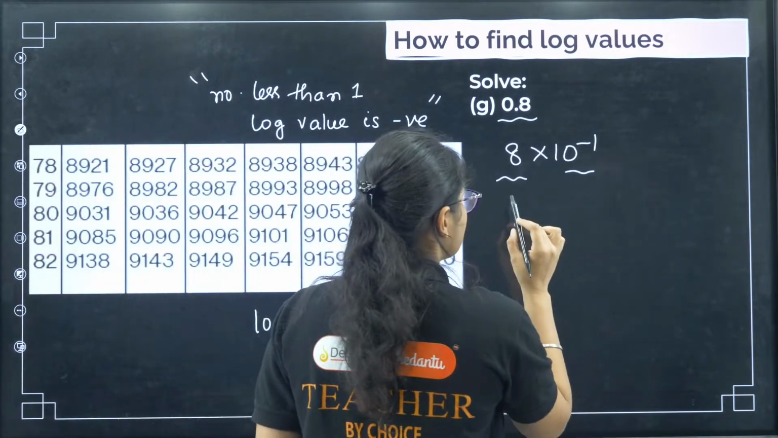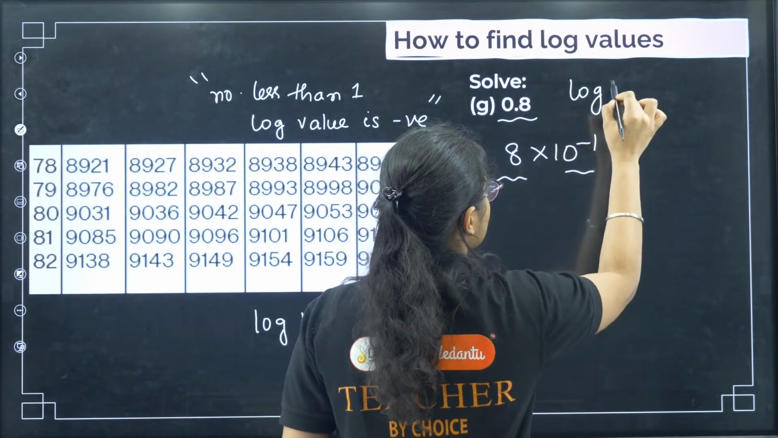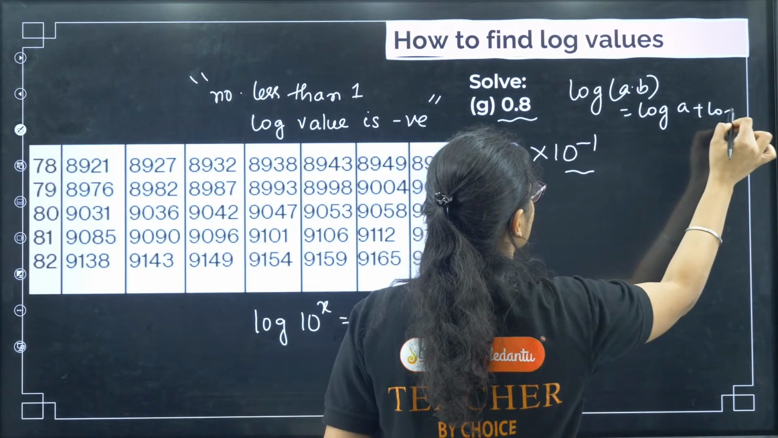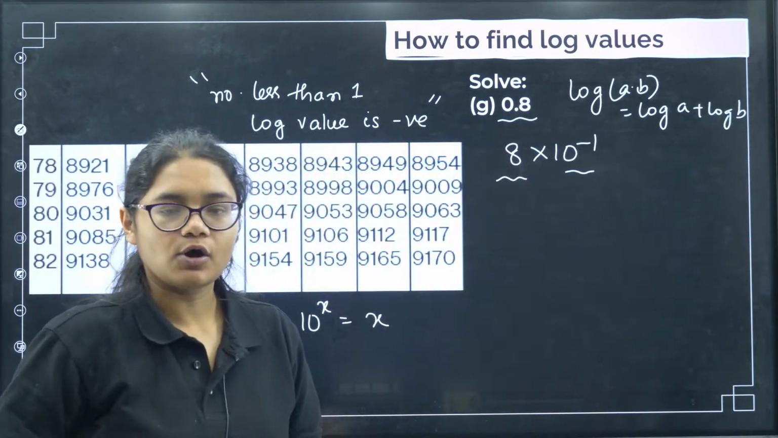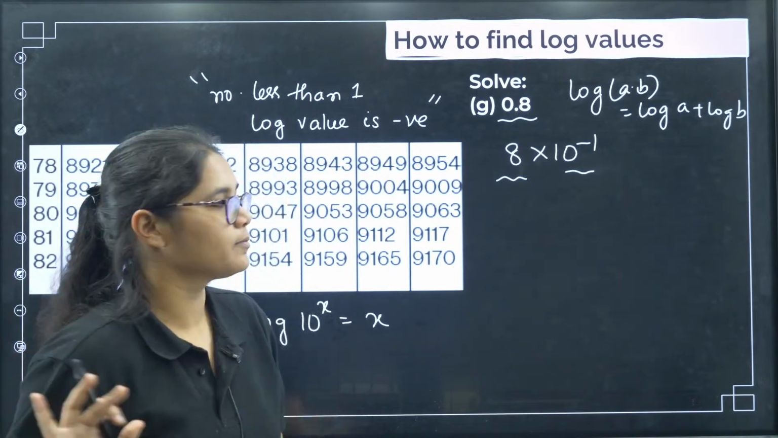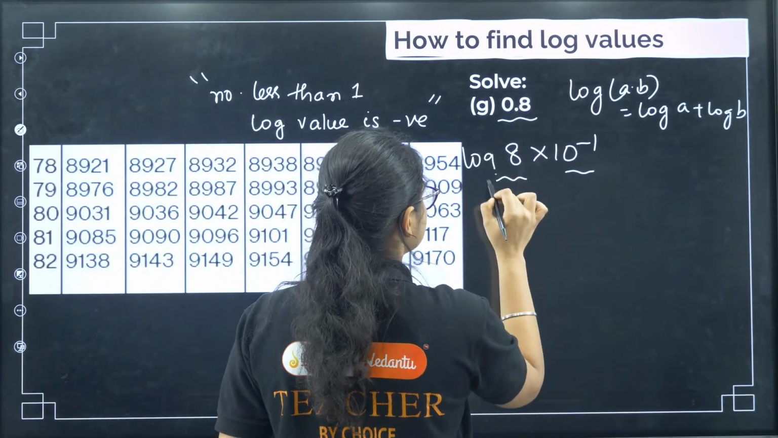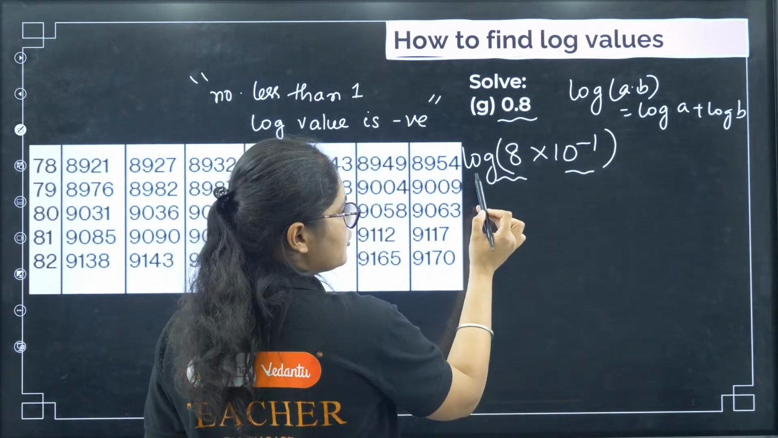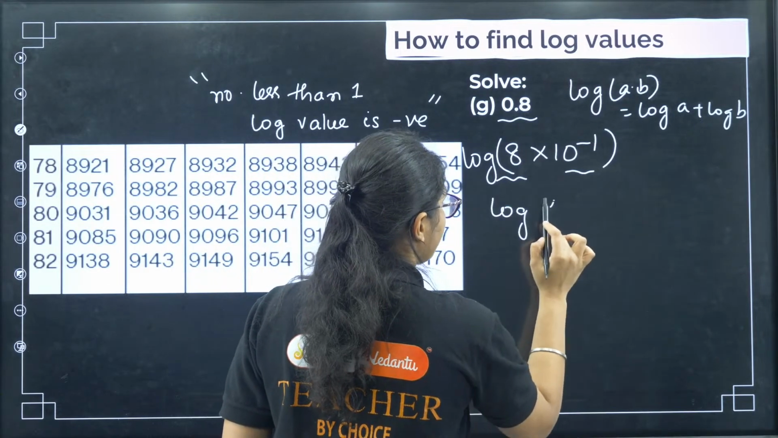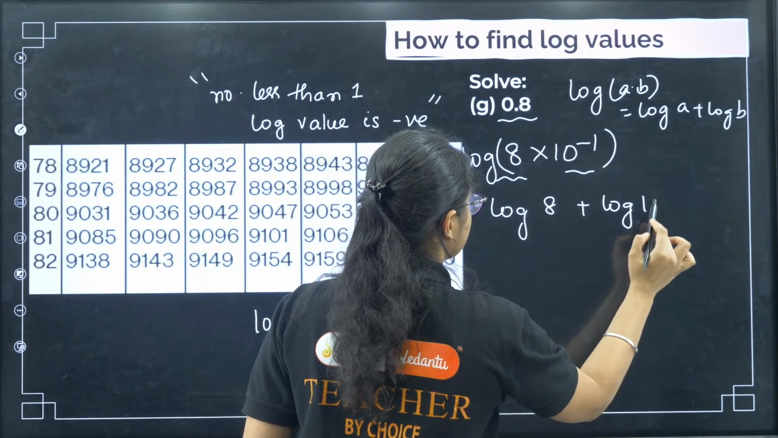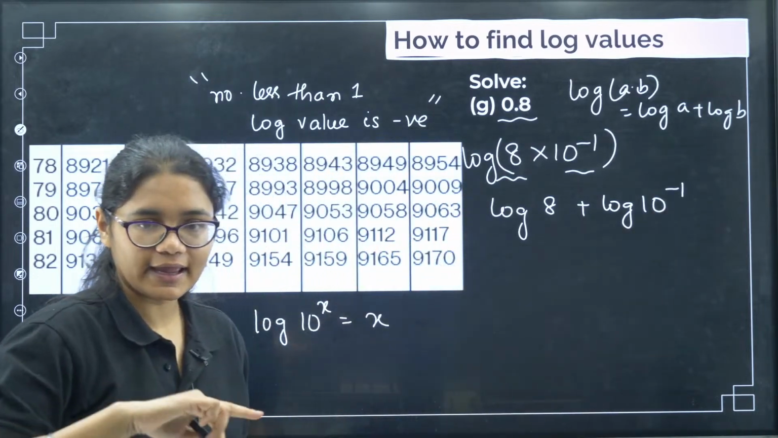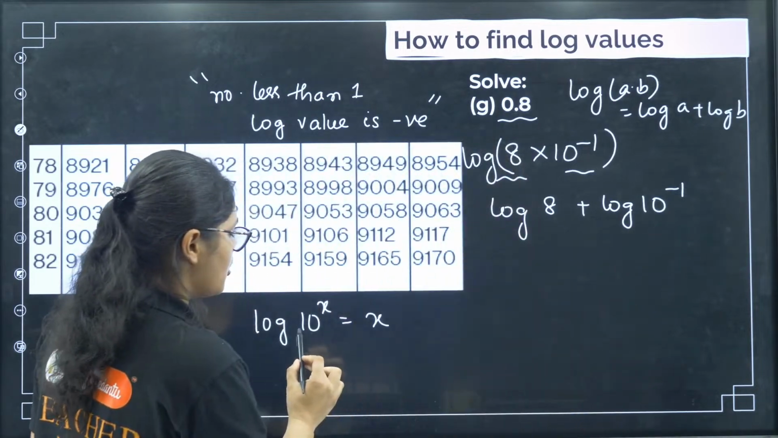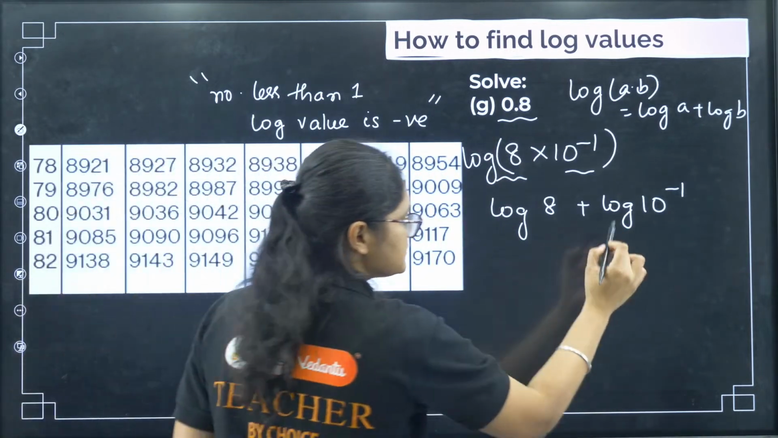And one more rule is there: log a into b is equal to log a plus log b. Okay, this rule is also there. So I can write 0.8 in scientific notation, and I get log a into b, so log a plus log b. Now log 10 to the power of x is x, so this is minus 1.